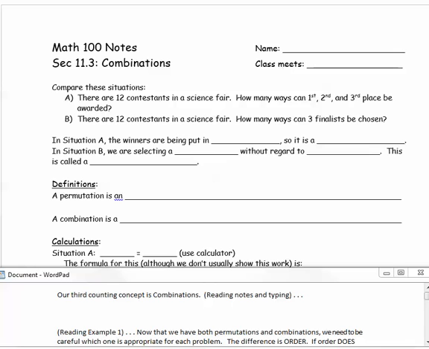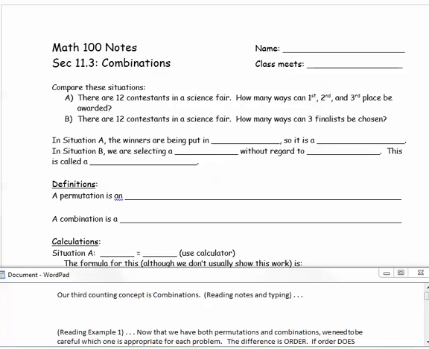Our third counting concept is combinations. Compare these situations. A, there are 12 contestants in a science fair. How many ways can first, second, and third place be awarded? B, there are 12 contestants in a science fair. How many ways can 3 finalists be chosen?